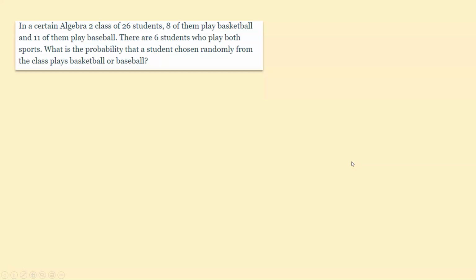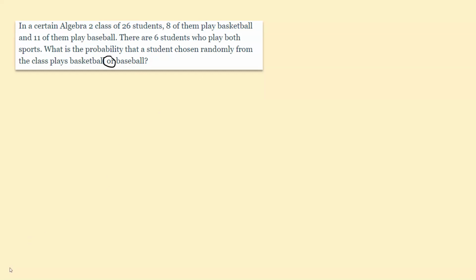And then here, back to the basketball, baseball type question, except for now it's an OR problem. In a certain Algebra 2 class of 26 students, 8 of them play basketball, 11 of them play baseball. There are 6 students who play both sports. What is the probability that a student chosen randomly from the class plays basketball or baseball?